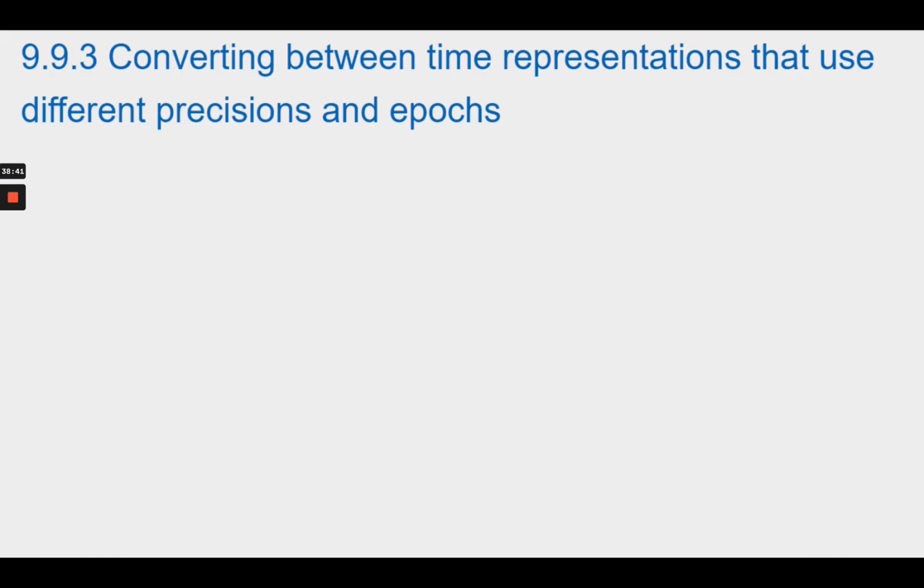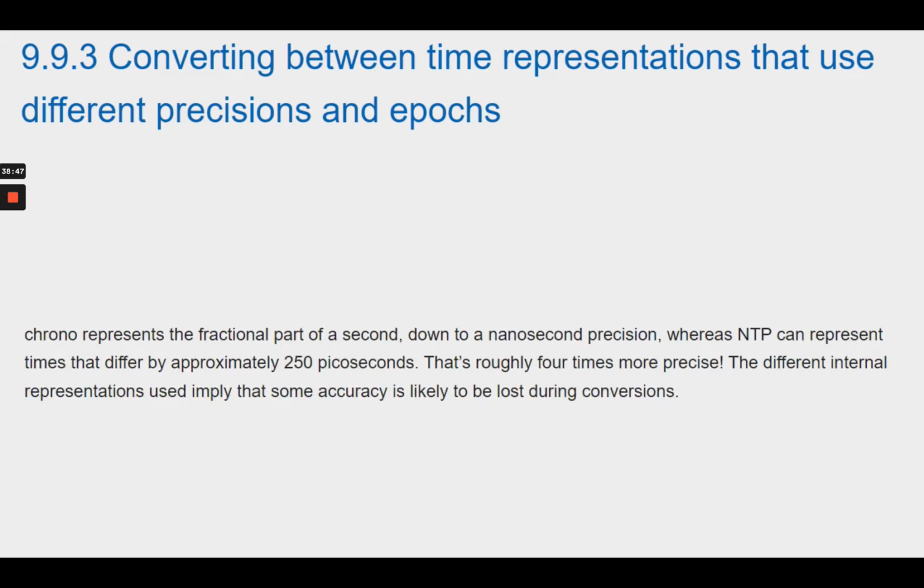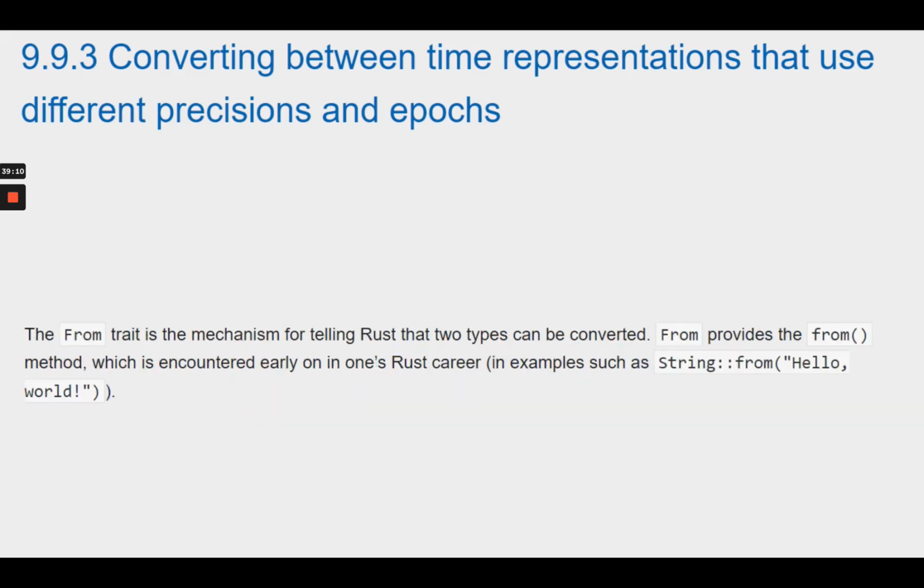Section 9.9.3, converting between time representations that use different precisions and epochs. Chrono represents the fractional part of a second down to nanosecond precision, whereas NTP can represent times that differ by approximately 250 picoseconds. That's roughly 4 times more precise. The different internal representations used imply that some accuracy is likely to be lost during conversions.